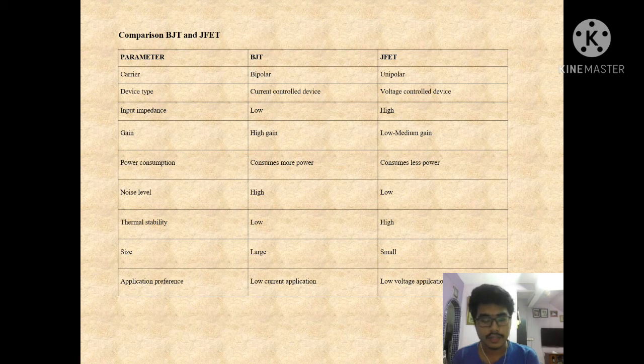Apart from that, according to noise level, BJT's noise level is high, while JFET's is low. The thermal stability of BJT is low, while JFET is high. The size of BJT is large, while JFET is small. Application reference of BJT is low current application, and the JFET application is low voltage application.